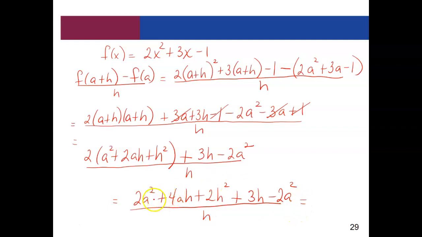Okay, so we want to get rid of these 2 a's because they cancel each other. So I'm going to have 4ah plus 2h squared plus 3h. I'm going to divide that by h. So I know you're thinking this is a long problem, and it is long. We're almost there though. If you notice, we have a GCF in the numerator, so I'm going to take that out.